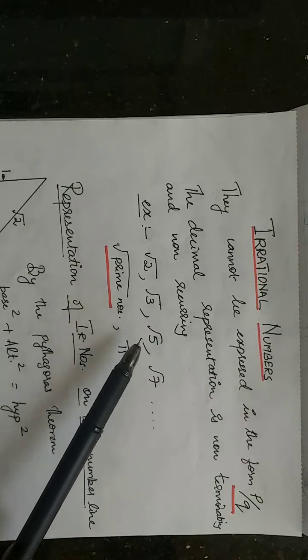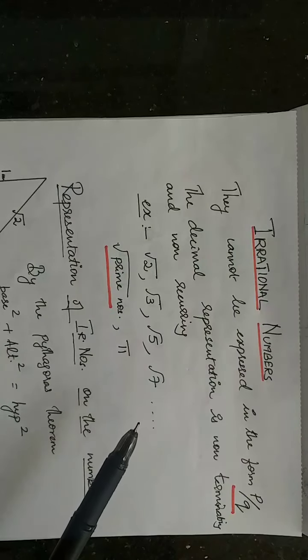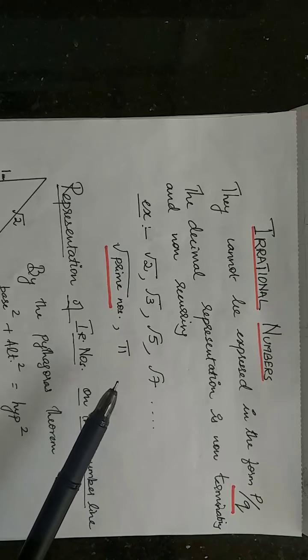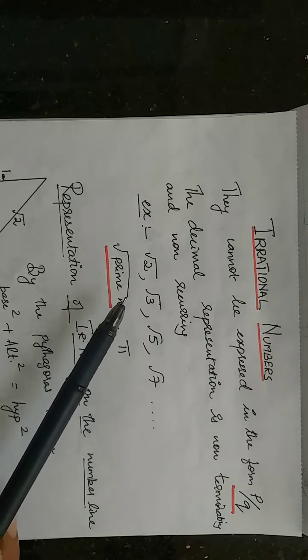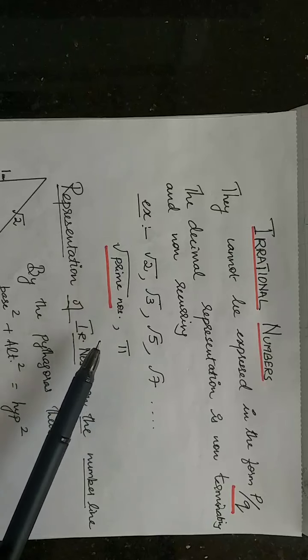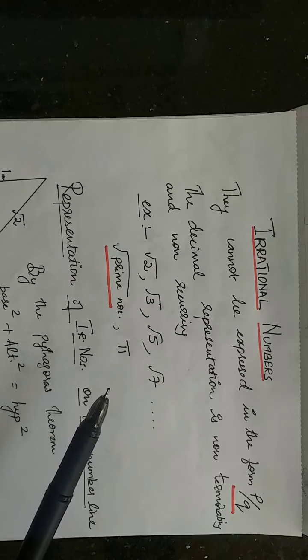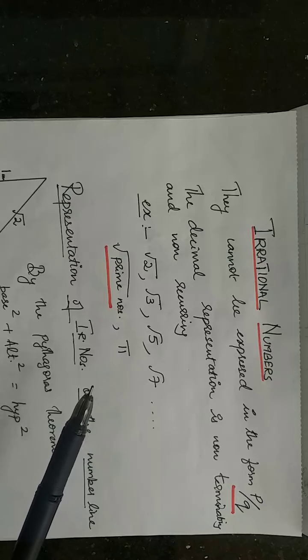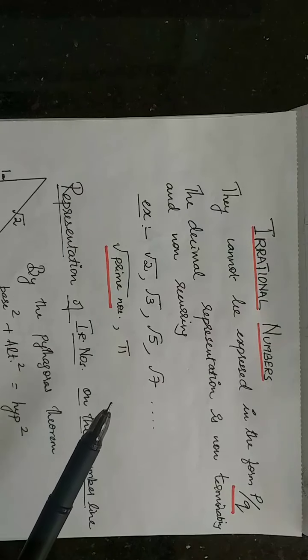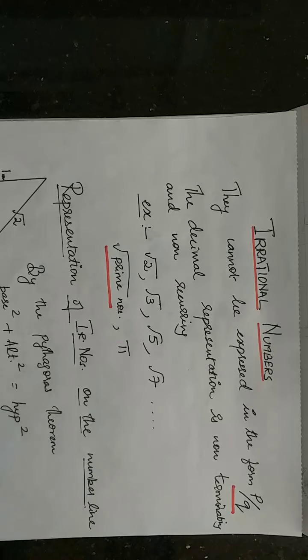So 2, 3, 5, 7, 11, numbers that don't have any factors other than 1 and the number itself, are prime numbers. So the square root of any prime number comes under irrational numbers, and you can check it out by finding the square root of 2 or 3 or any prime number, and you can see that the decimal expansion is non-terminating and non-recurring. Just try it out.